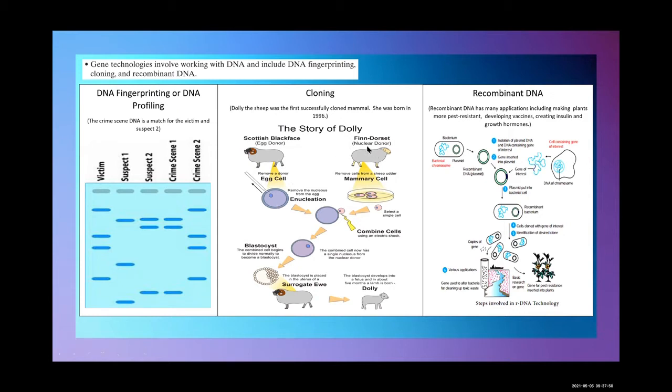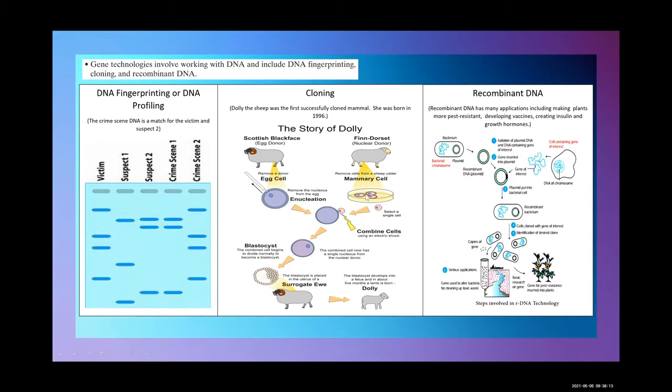And then we had a Finn Dorset sheep, and they're calling this a nuclear donor because the information in the nucleus of a cell from this particular organism was donated to the egg of another. So they didn't use a reproductive cell. They didn't use an egg from this sheep, who was a female sheep. They actually went and used mammary gland cells.